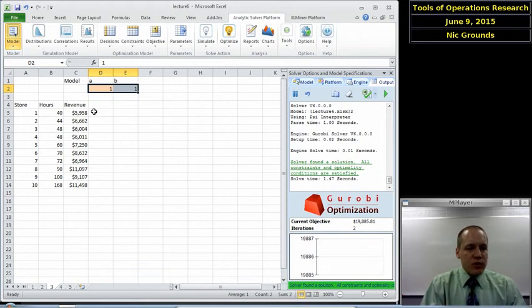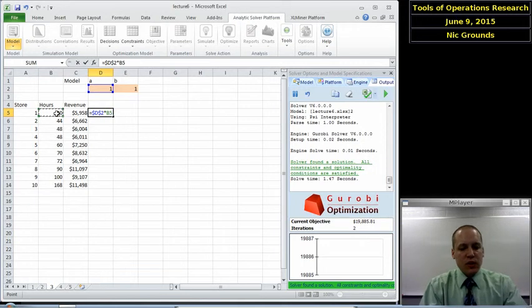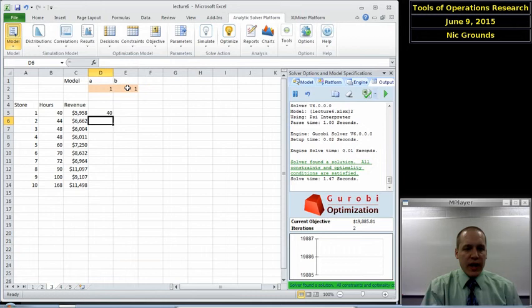Now what we're going to do with those A and B values is compute for each store A times number of hours raised to the power of B. Okay, and I'm going to make the A and B cell references absolute. Okay, so you can see the equation there. So that is my predicted revenue.